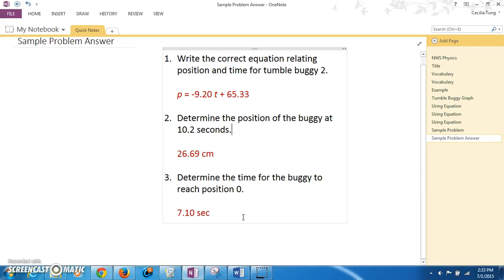the time for the tumble buggy to reach position 0, or the origin of the coordinate system, is 7.10 seconds.